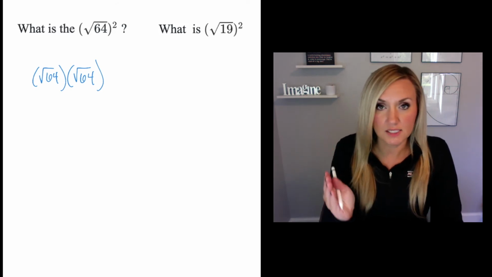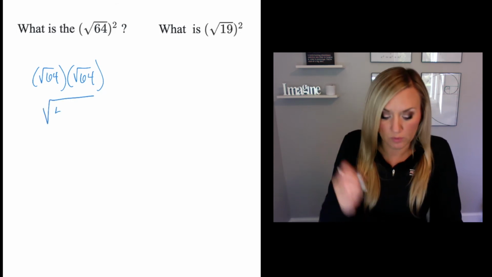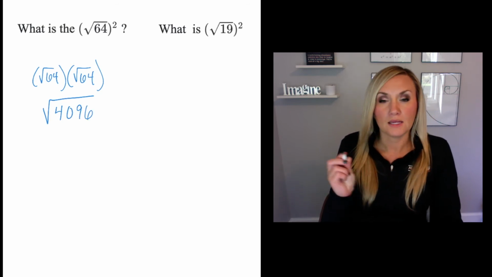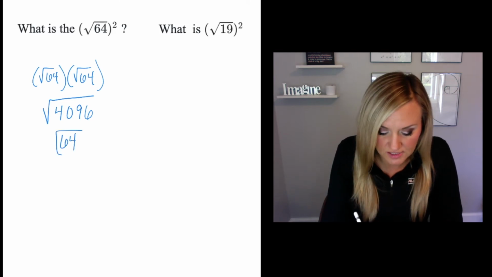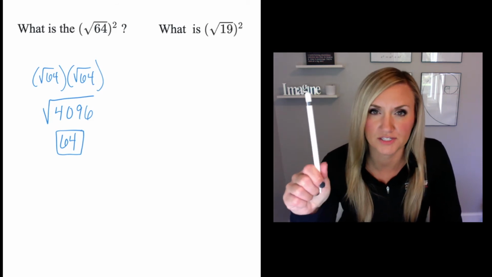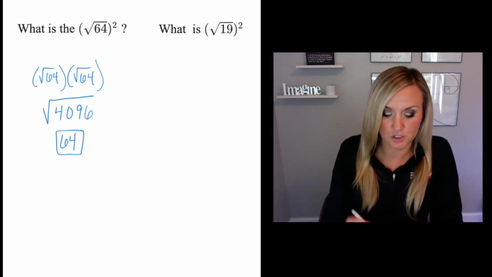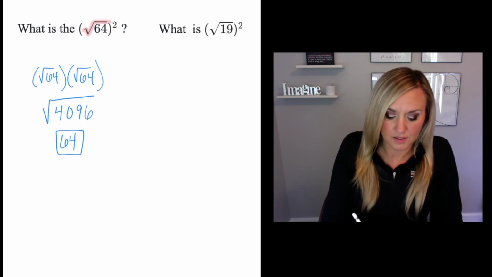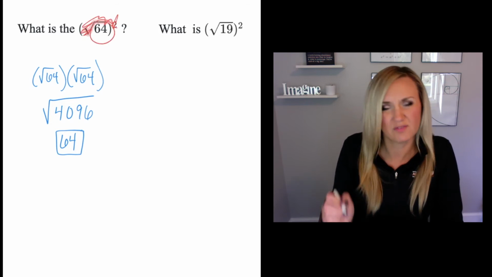So if we did 64 times 64, that gives us the big square root of 4,096. Now, if we take the square root of that in our calculator, it would just give us 64 for our final answer. Interesting. So basically, and this is super cool, if you have a square root and you square it, they all go away and you're just left with 64.